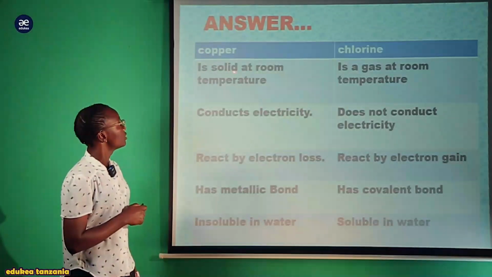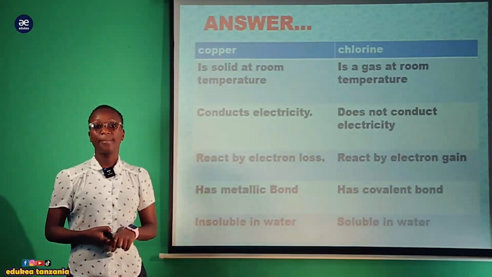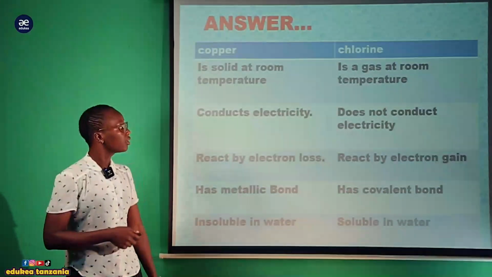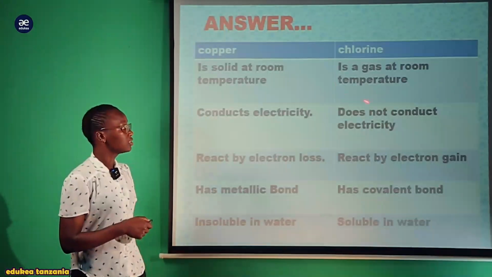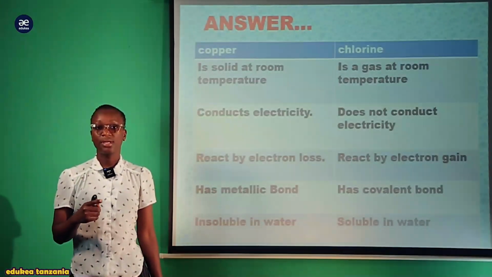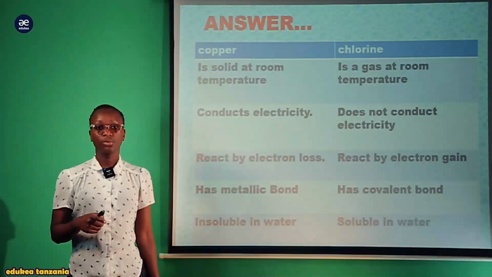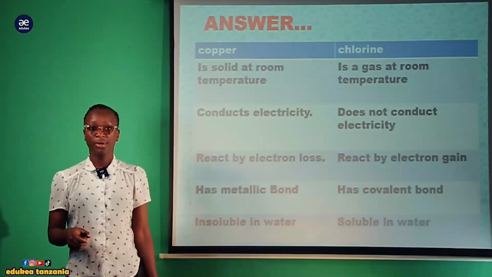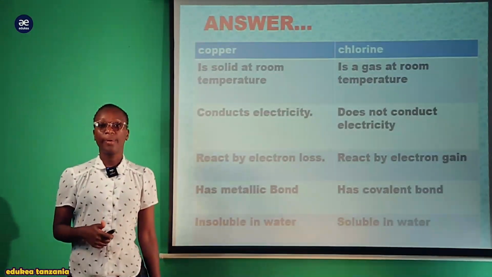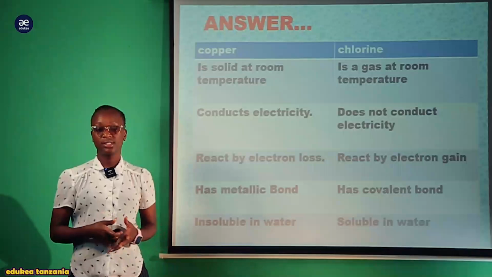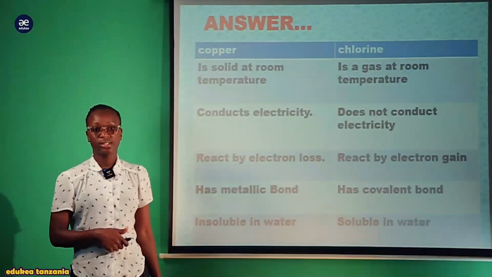Therefore, copper, the first one is solid at room temperature. Kwamba at room temperature solid obviously, copper inakuwa solid. Lakini ukija kwenye chlorine at room temperature ina exist as a gas kwa sababu ina exist kama diatomic element ambayo ni chlorine with two molecules of chlorine. Therefore, another is conduct electricity. Kwamba this copper inakuwa na uwezo wa kuconduct electricity. Lakini tunapokuja kwa this chlorine does not conduct electricity.